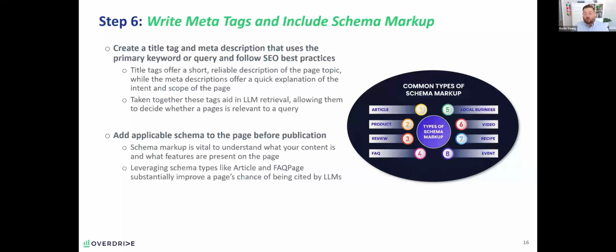So schema is more important now than ever. Having accurate, up-to-date, and error-free schema is extremely important. And you really need to focus on these types of schema: article, product, review, FAQ, local business, video, recipe for food sites, and event. These are all schema types that are very powerful in aiding LLMs in retrieval and in choosing your page over other pages that they might pull from.